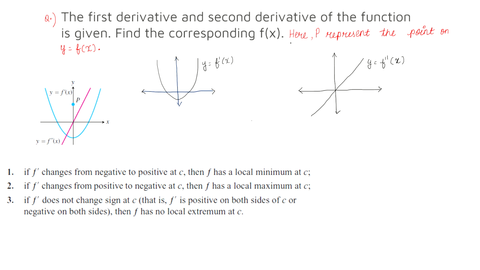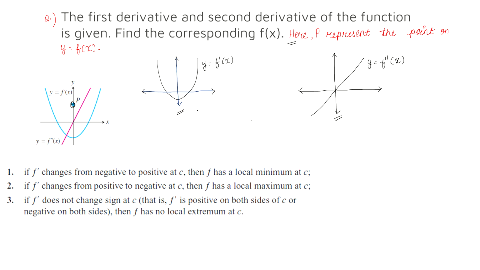And one thing to be noted is here the point P represents the point on y is equals to f of x. So this point P, it represents the point on the graph y is equals to f of x. As we are given the graph of y dash of x and y double dash of x, we should say what all things we can find from these two graphs.